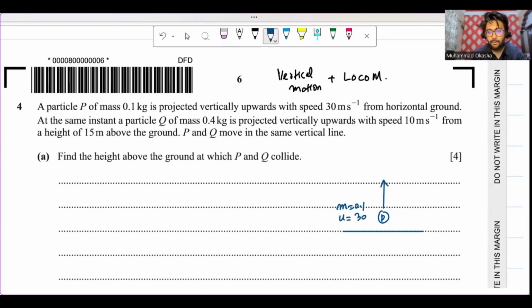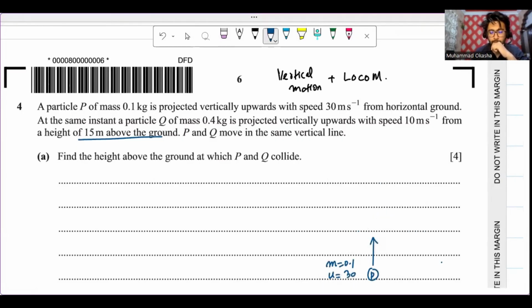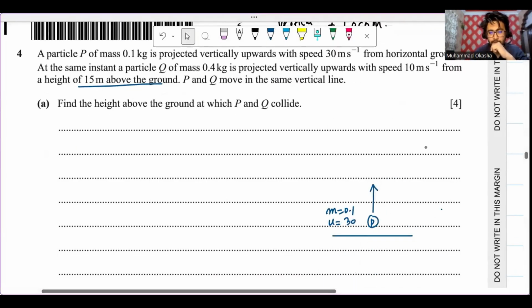And here we go. At the same instant, a particle Q of mass 0.4 kilograms is projected vertically upwards with a speed of 10 meters per second from a height of 15 meters above the ground. So we have a certain height, and from it we're projecting another body. This other one is projected from the ground, so it's going to be a little over here.